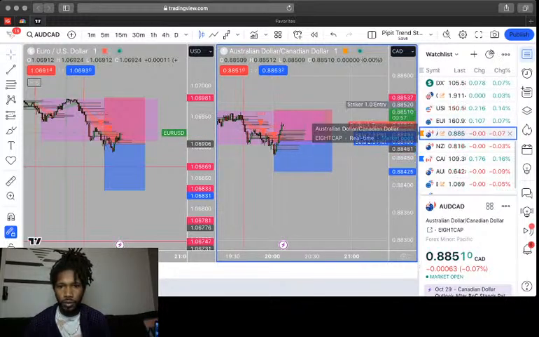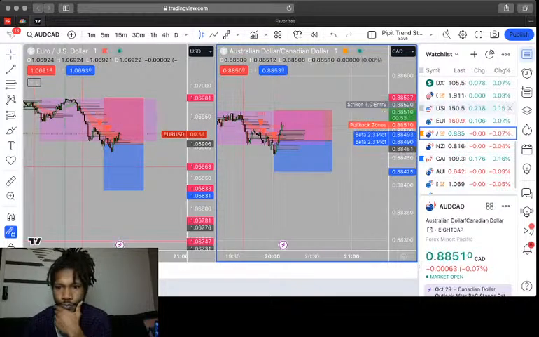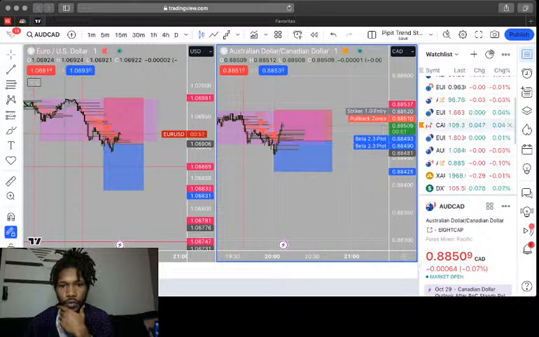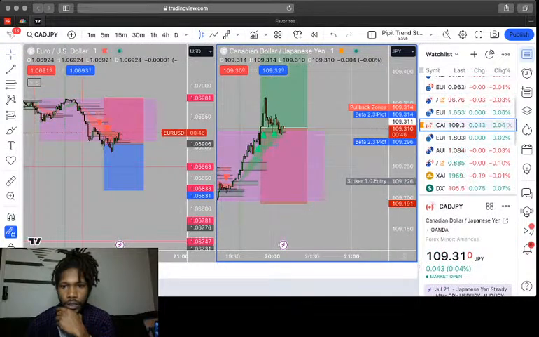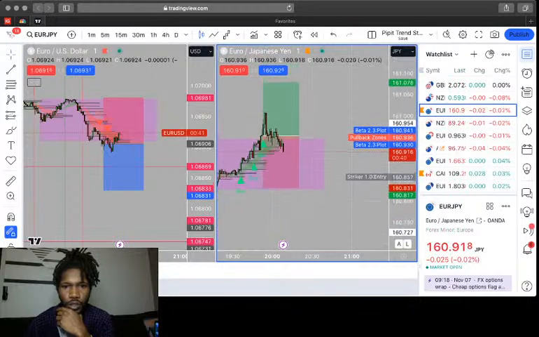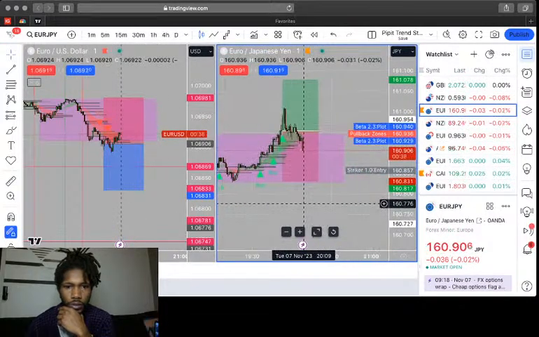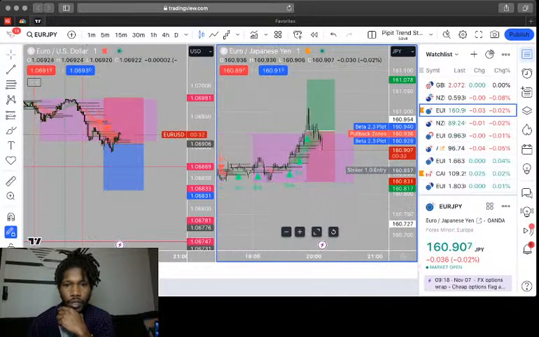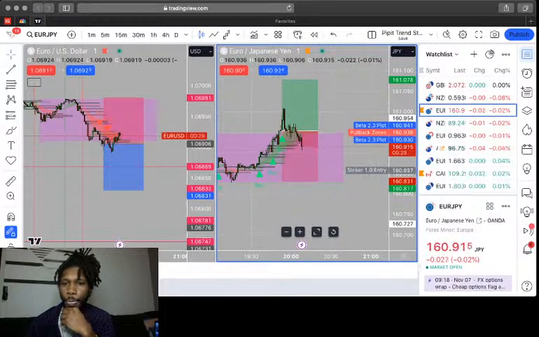So what is this? So this is ACAD. Looks like our positions are kind of struggling right now. That is all good. This is CAD-J. Pulled back against us a little bit. EJ, some drawdown. So what I'm thinking, these moves could have been very well some fake outs, but I'm just trading what I see.